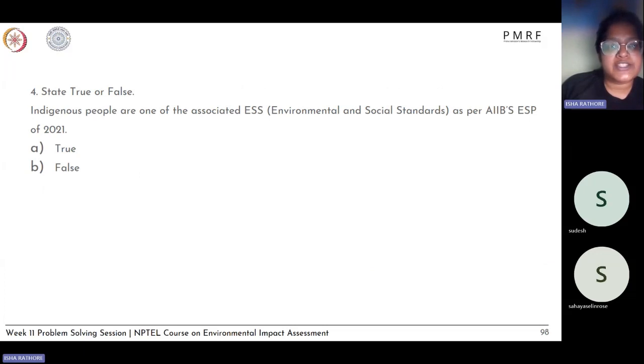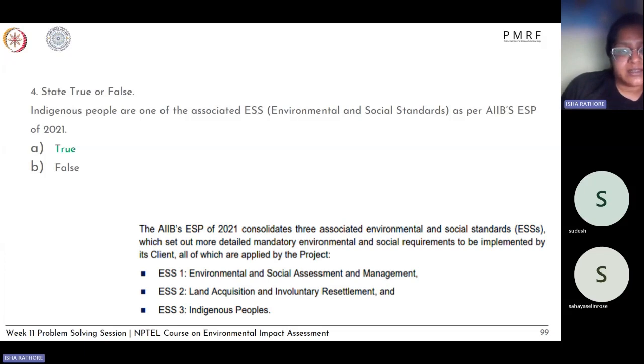State true or false. Indigenous people are one of the associated ESS, environmental and social standards, as per AIIB's ESP of 2021. This was a question which was in last year's assignment. So the correct answer is A, true.